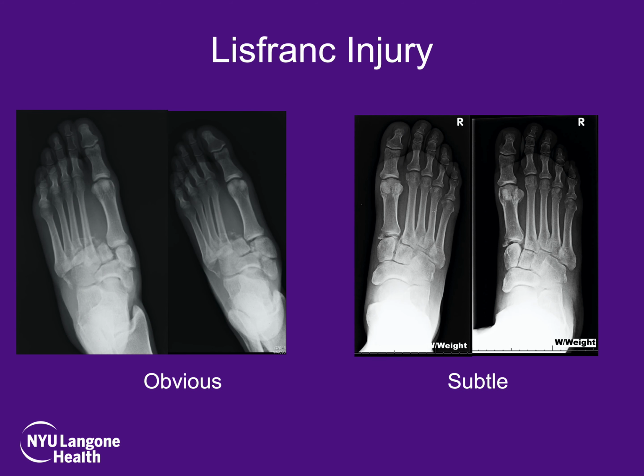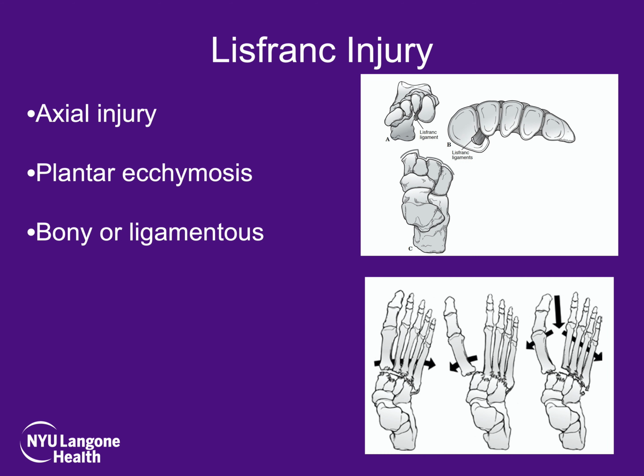Moving on to Lisfranc injuries, these involve the tarsometatarsal joints. Some are obvious and some are subtle. They are usually secondary to axial injuries and heralded with plantar ecchymosis, and radiographs demonstrate either bony or ligamentous displacement. The key structure implicated is Lisfranc's ligament between the base of the medial cuneiform and second metatarsal, which helps form the keystone. The classification is homolateral, isolated, or divergent.